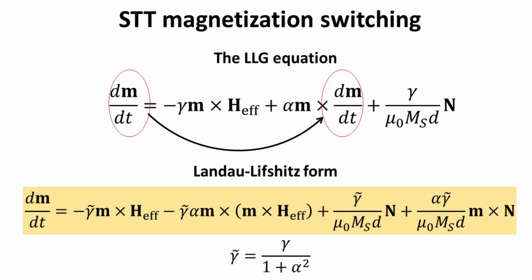Note that the LLG equation in the Landau-Lifshitz form doesn't have a time derivative term on the right-hand side. However, there are new mixing terms that now appear. By replacing the anisotropy torque and spin transfer torque in terms of field-like and damping-like components, and making explicit that the H effective is along the z direction, we arrive at the simplified equation as follows.